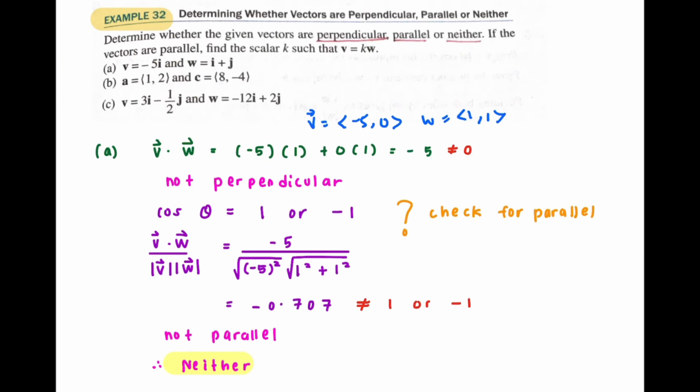If it is parallel, cos theta will be equal to 1 or negative 1. So let's fill in the formula, v dot w over magnitude v magnitude w. This is equal to negative 5 over the magnitude of v and the magnitude of w. If you solve this, the value is minus 0.707. So the right hand side is not equal to 1 or negative 1. Therefore, this is not parallel as well. Since it is neither perpendicular nor parallel, the answer is that it is neither parallel nor perpendicular to each other.